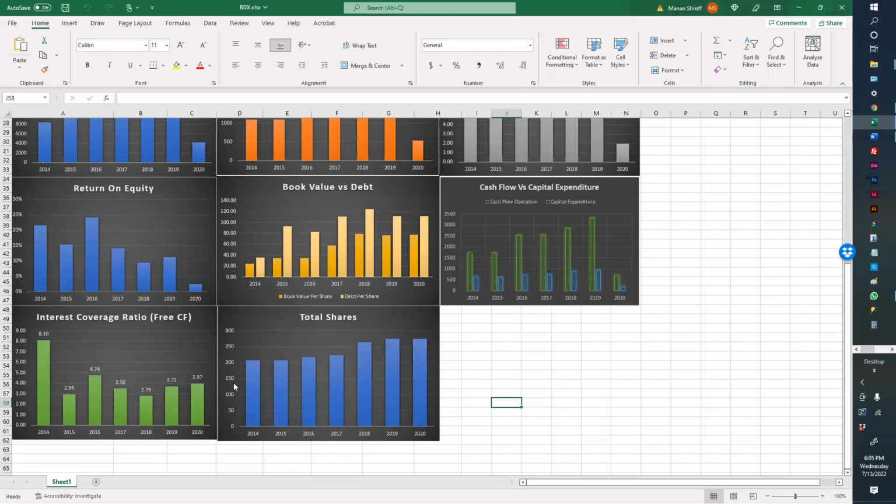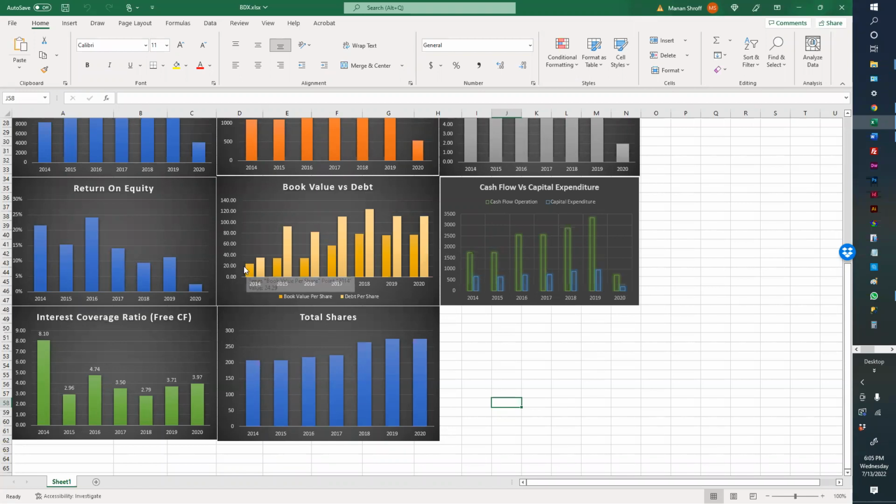Another warning sign here is, see this, they've been issuing more and more shares. So I sold my Becton Dickinson shares in 2020. I had them from 2009. But you can here see that cash flow versus capital expenditure is getting very, very close. No, here was fine, but I think this is the half year, that's why. But you can also see here book value versus debt I have made.